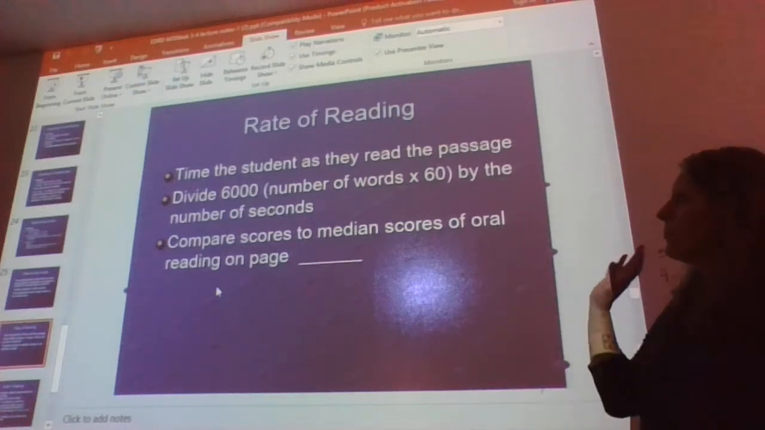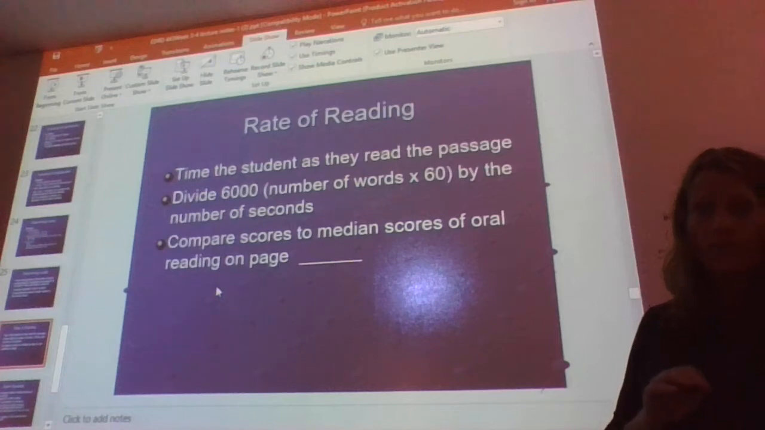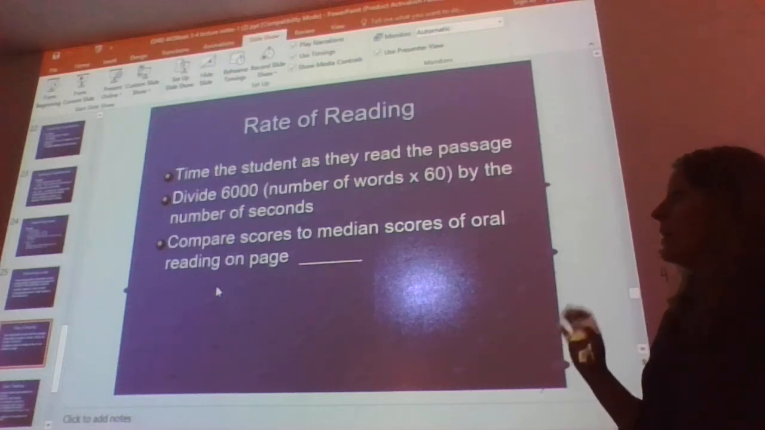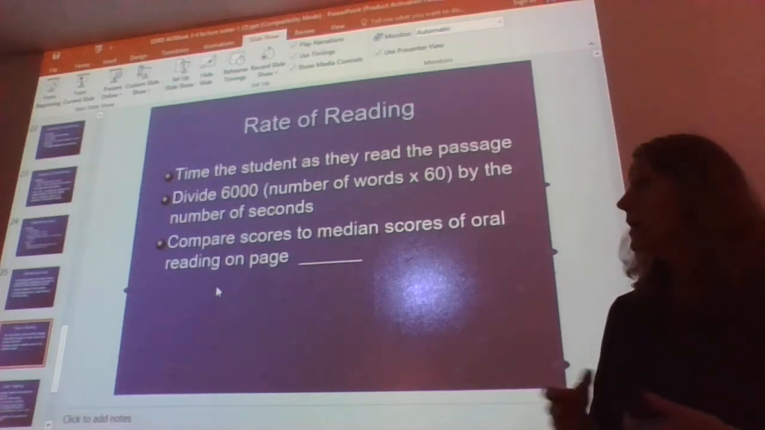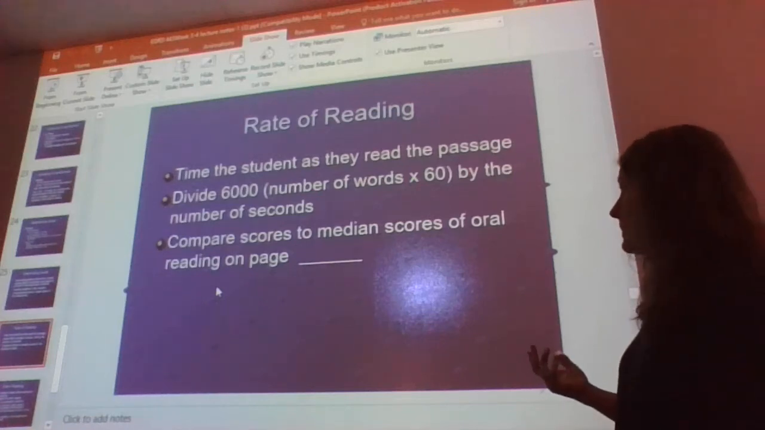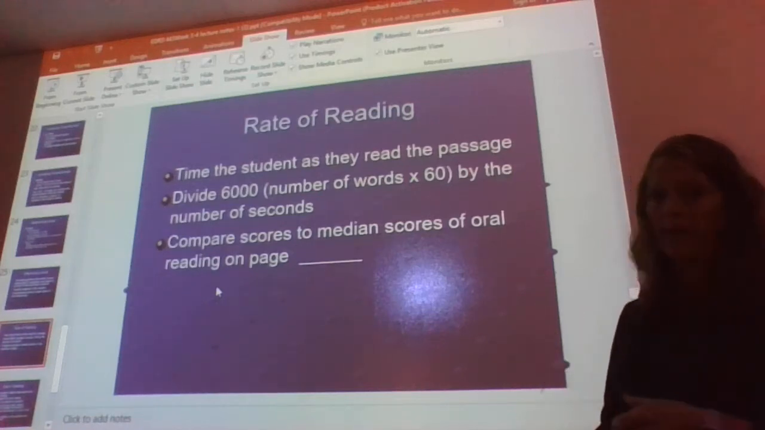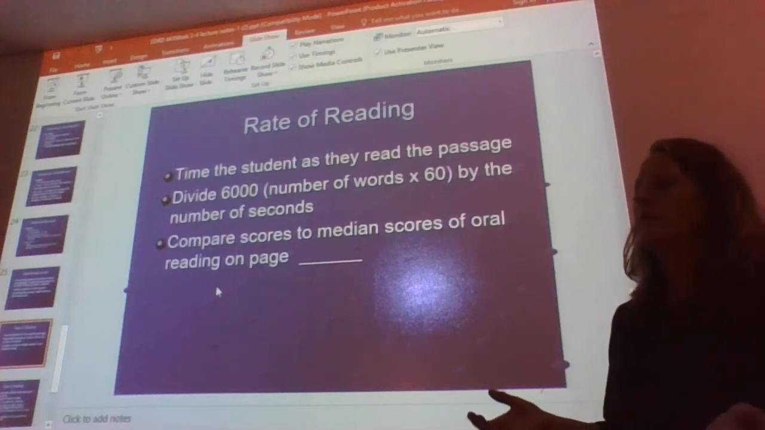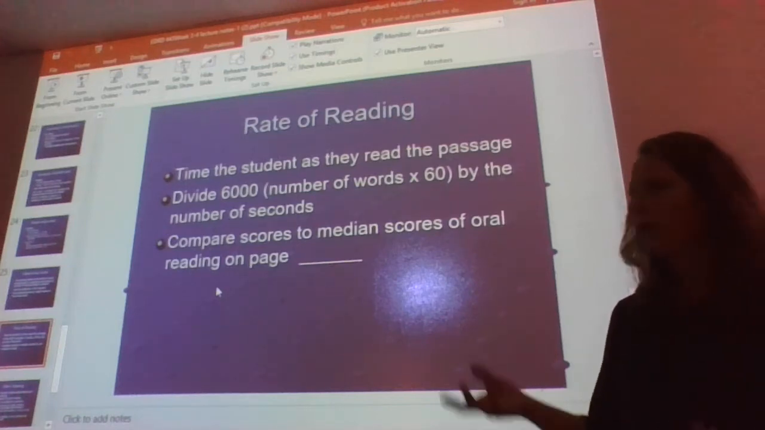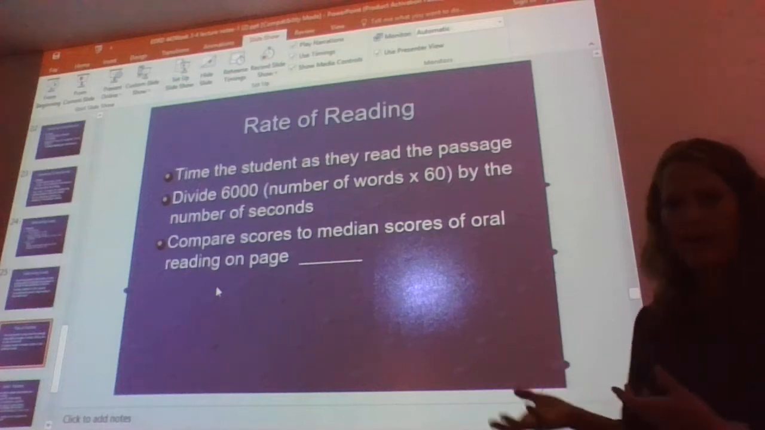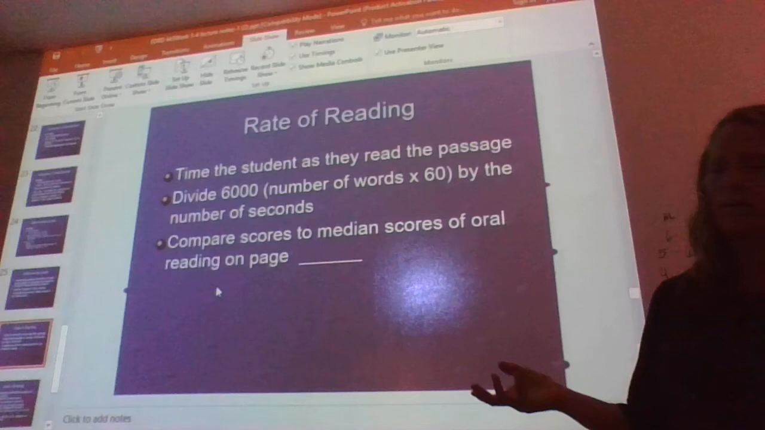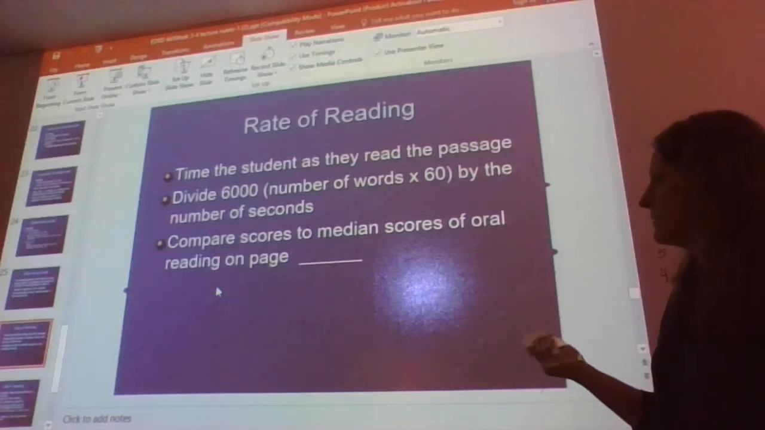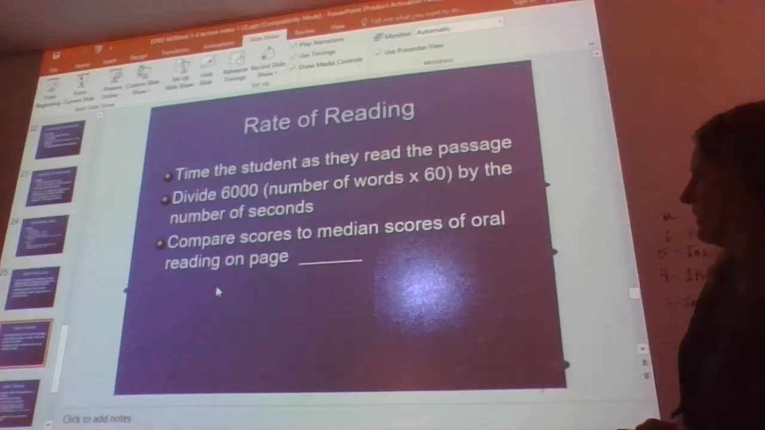And the formula at the bottom, they give you, it's the number of words times 60. Since all the passages are 100 words, or most of them, it's going to be 60 times 100, divided by the number of seconds. So if the reader read 80 something seconds, then you divide 6,000 by 80 and you'll come up with, however many words per minute that is, based on the formula.